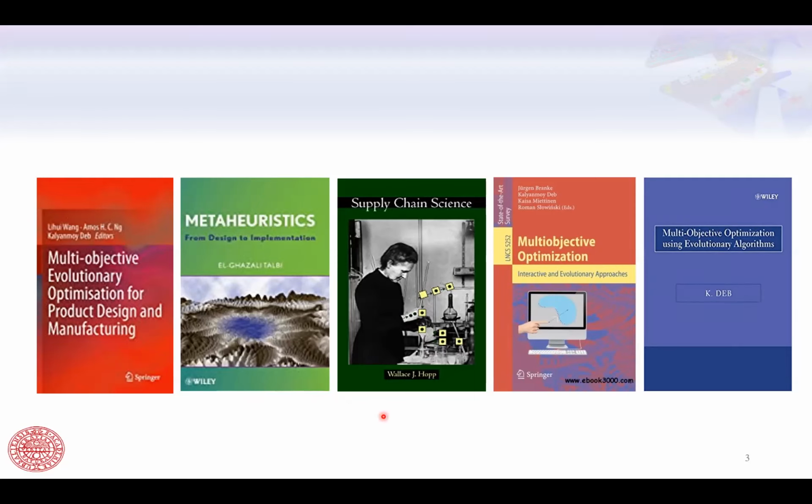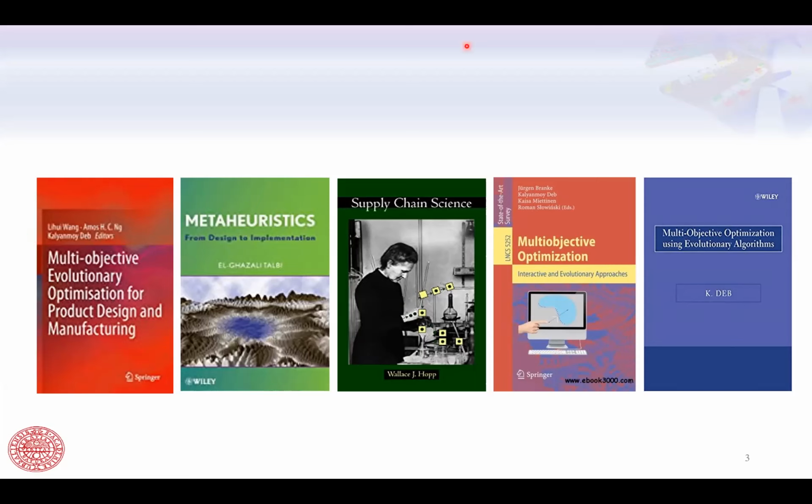And then when we talk about multi-objective optimization, I have a book here. On the left one, I was one of the editors, together with a professor at KTH, Liang Wang, and also a very well-known professor in the field. You will hear his name, Kalyanmoy Deb.